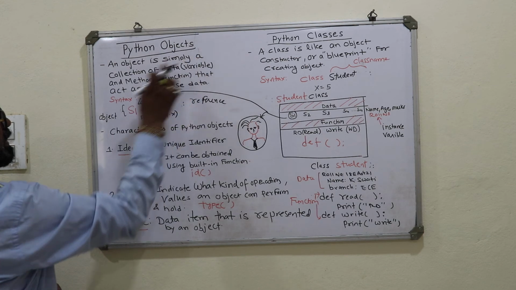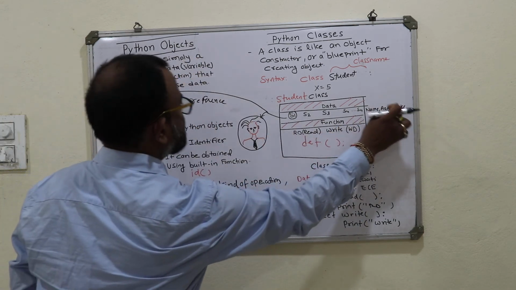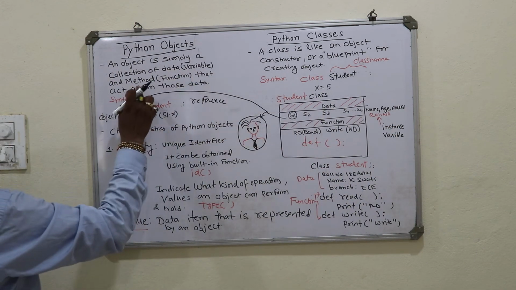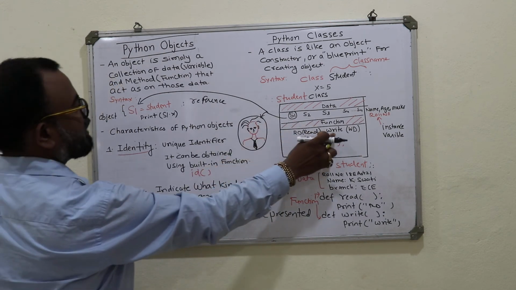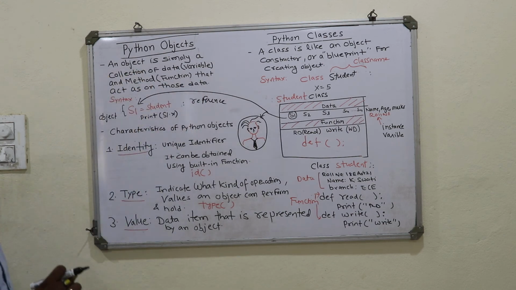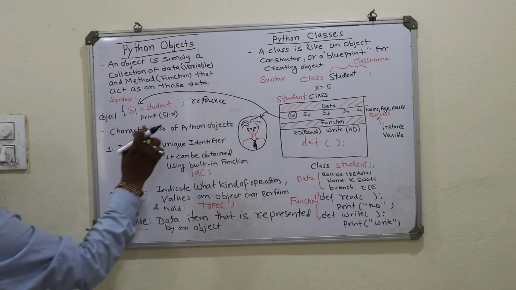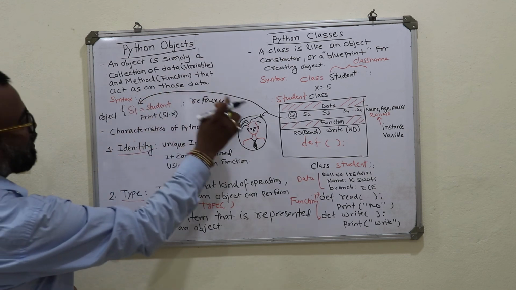An object is simply a collection of data variables. You can say these are your data variables, or sometimes they are called instance variables, right? And a method is what performs the read operation or write operation. So a Python object is simply a collection of data variables and methods that act on those data. Hope you are getting the points, right?